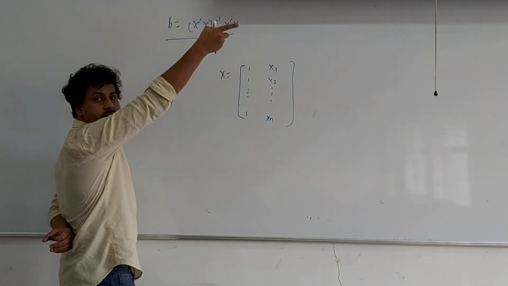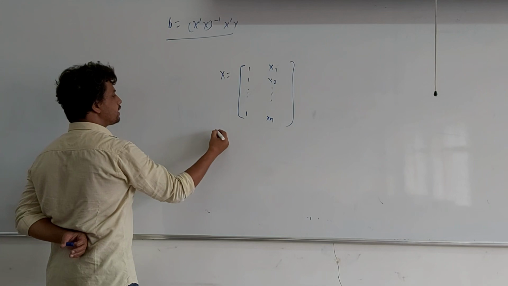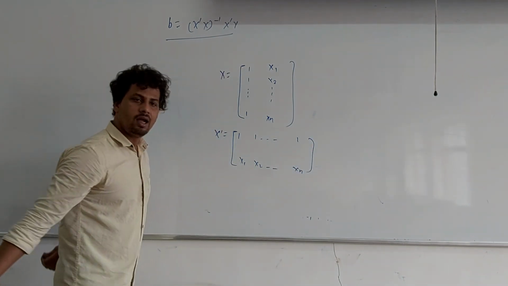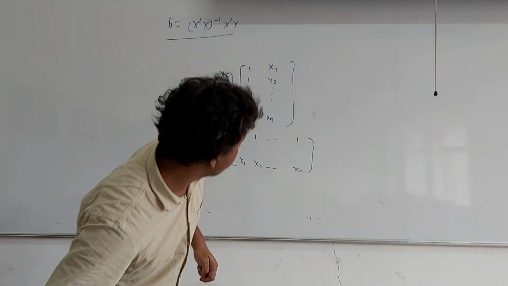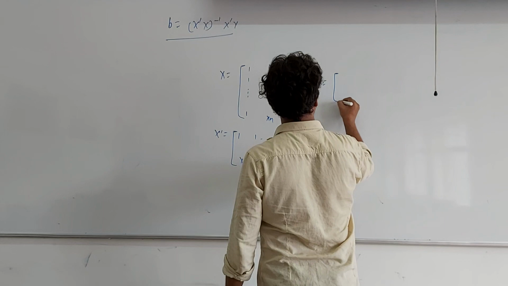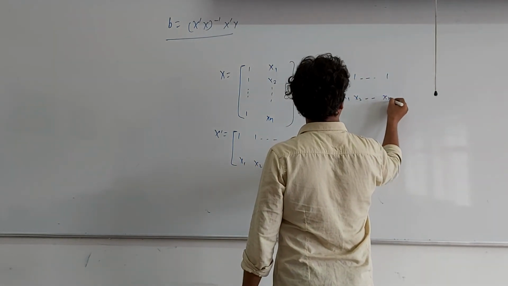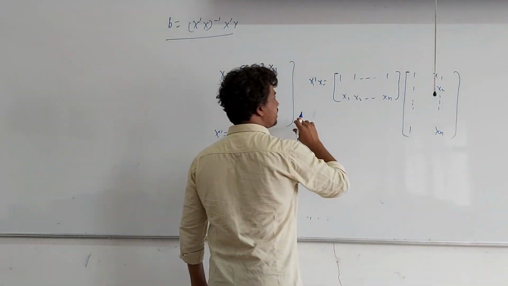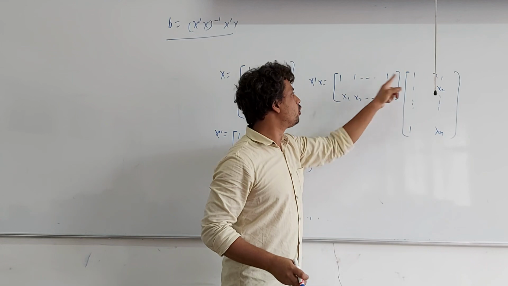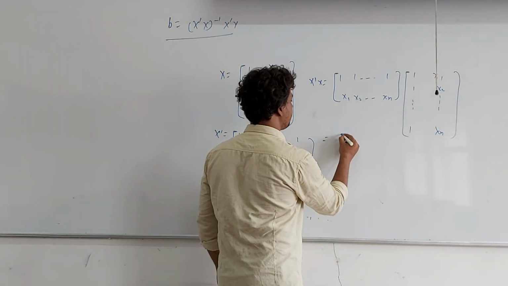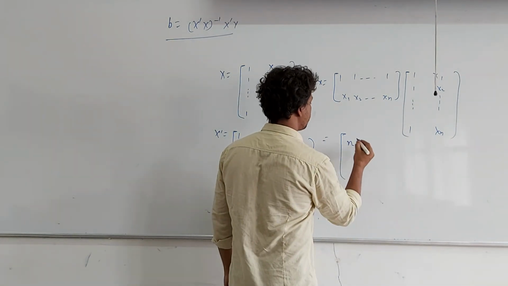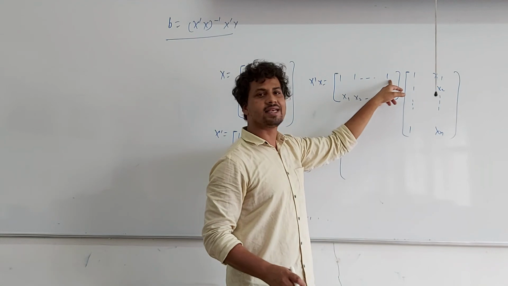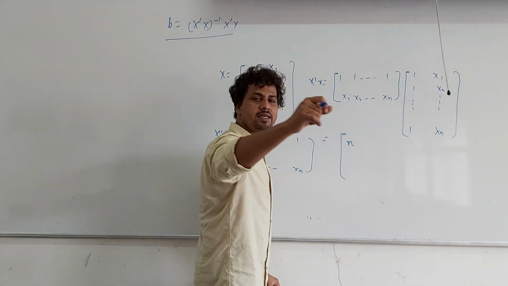Now, what is this term, X transpose X? If you multiply X with its transpose, what will X transpose be? It is 1, 1, 1 in the first row and x1, x2, till xn in the second row. Now, if you multiply this X transpose with X, what term will you get? First row, first column: 1 into 1 plus 1 into 1 plus 1 into 1, so the first element is nothing but the number of observations that you have, n. First row, second column: x1 times 1, x2 times 1, till xn times 1.